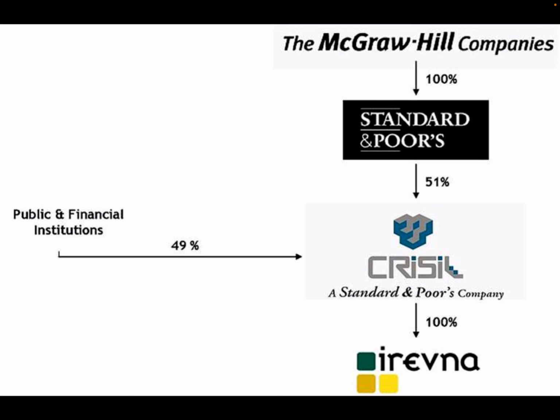Keeping the above in perspective, think about this hypothetical situation. Assume for the financial year 2014, Crisil makes a loss of rupees 1000 crores and Irvana, its 100% subsidiary, makes a profit of 700 crores. So what would be the overall profitability of Crisil?